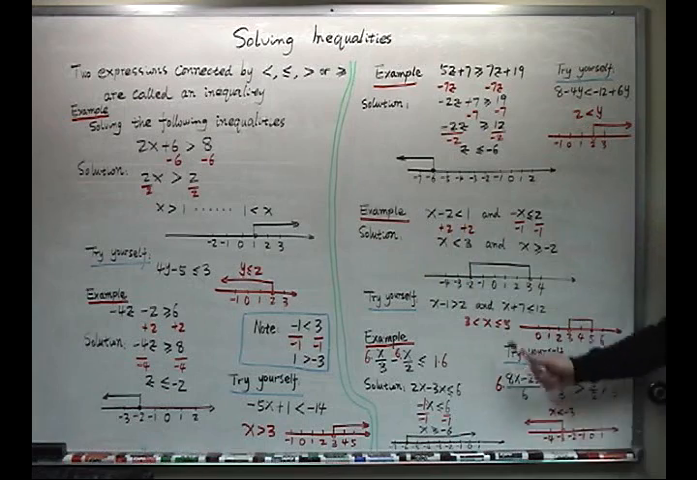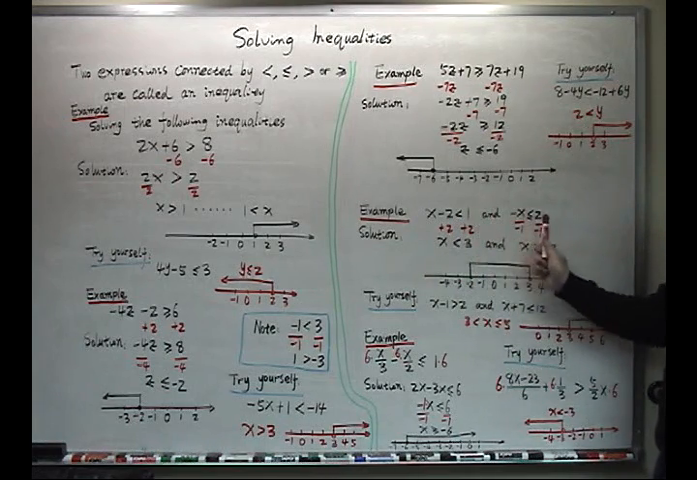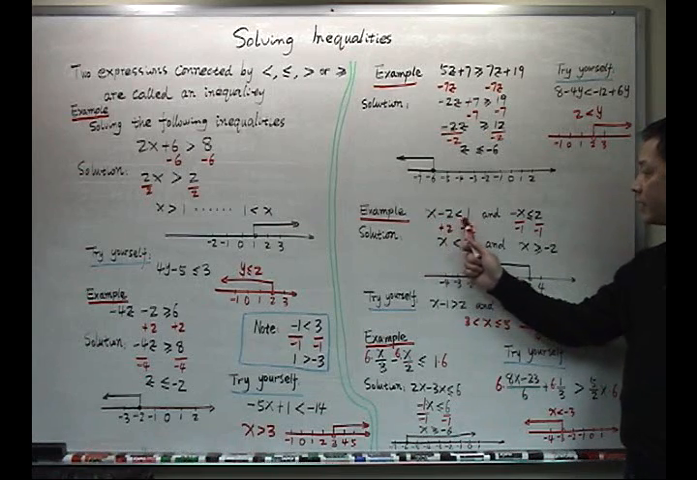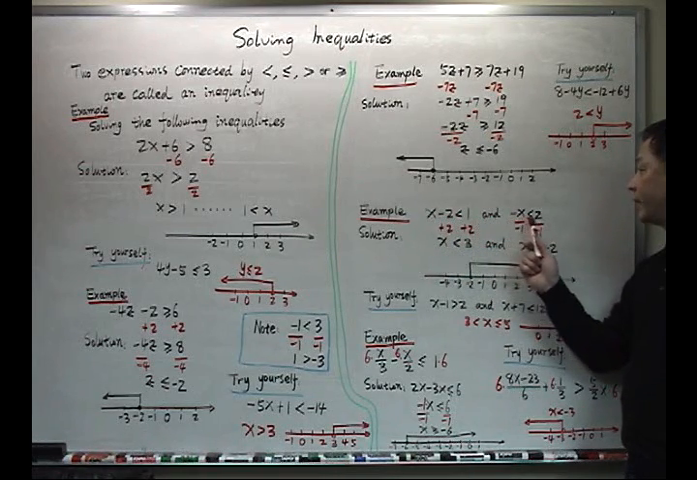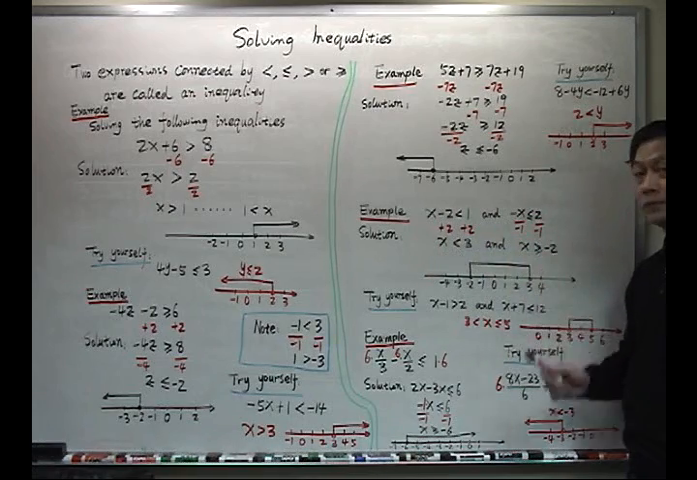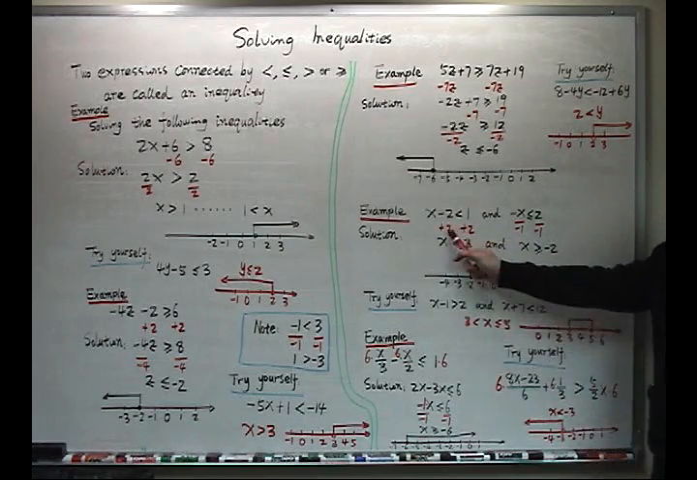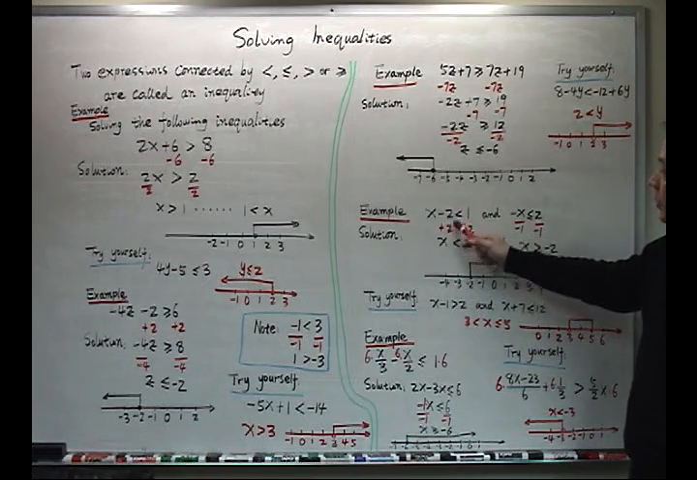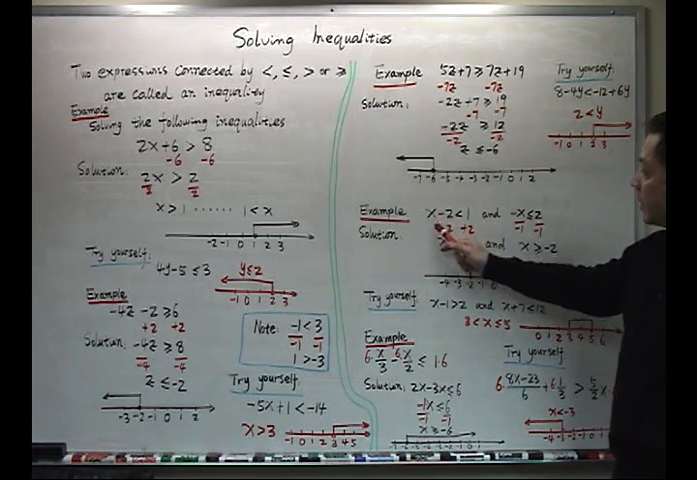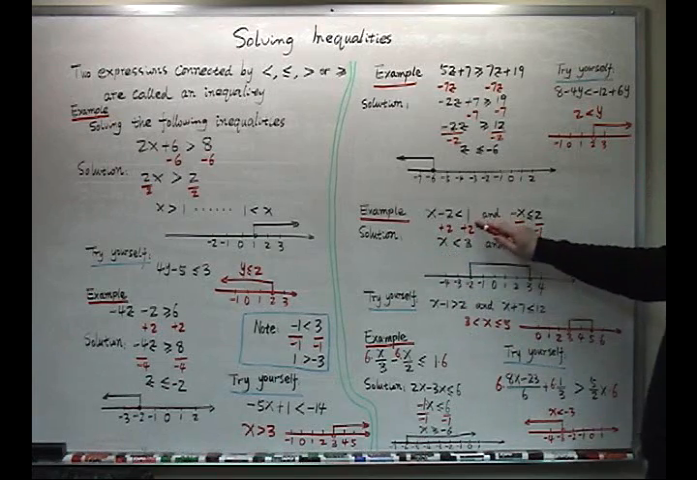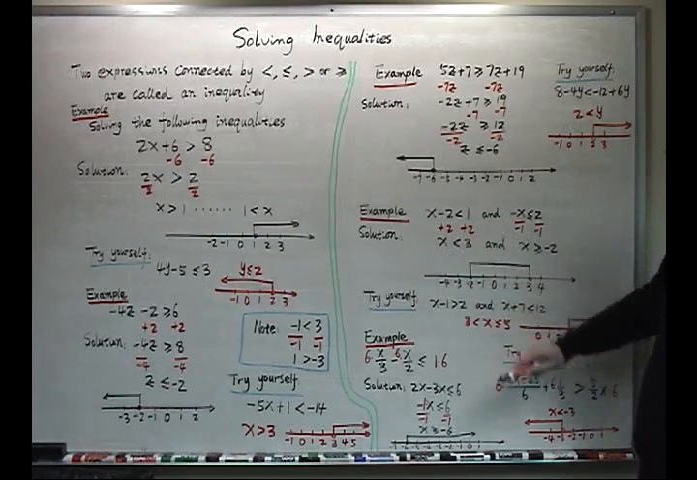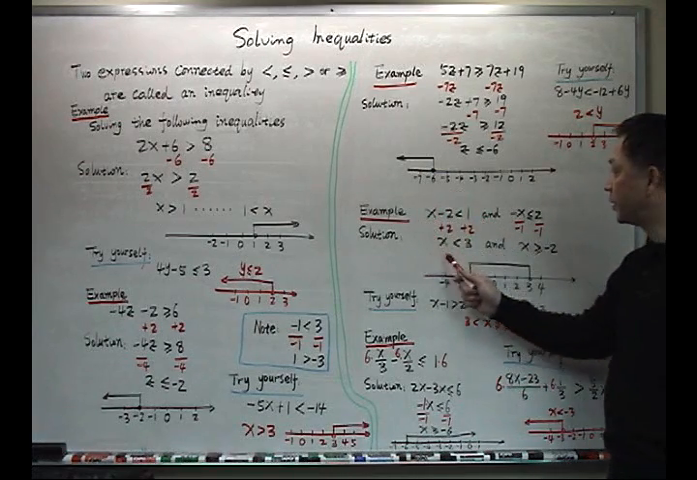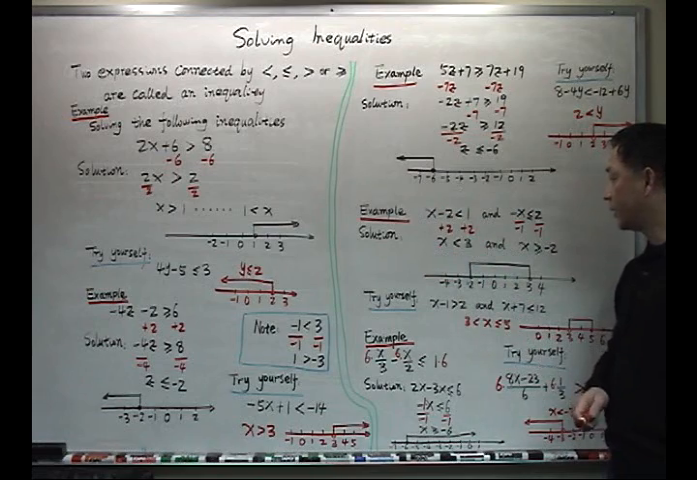Example 4, there are 2 inequalities right here. x minus 2 less than 1 and negative x less than or equal to 2. You add 2 on both sides. Positive 2, negative 2 cancel each other, so you have x on the left-hand side. 1 plus 2 is 3. Okay? So x is less than 3, you get from the first inequality.